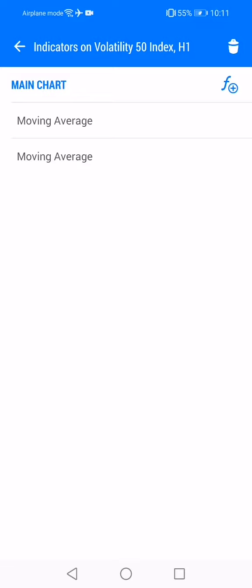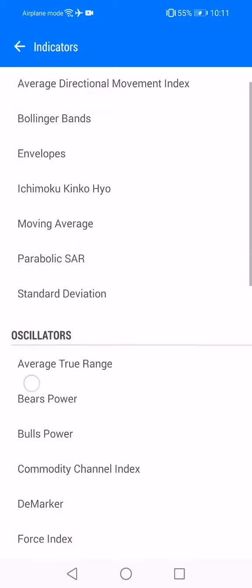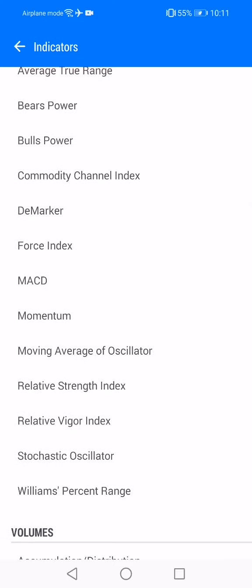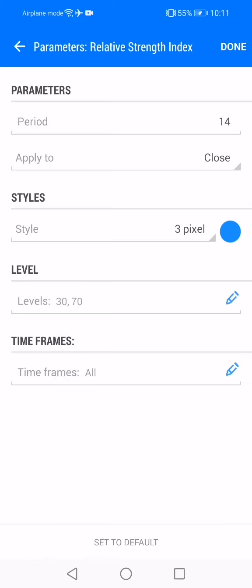Then click done. The last one is the oscillator RSI, the Relative Strength Index oscillator. This one you leave at default settings, then click done.